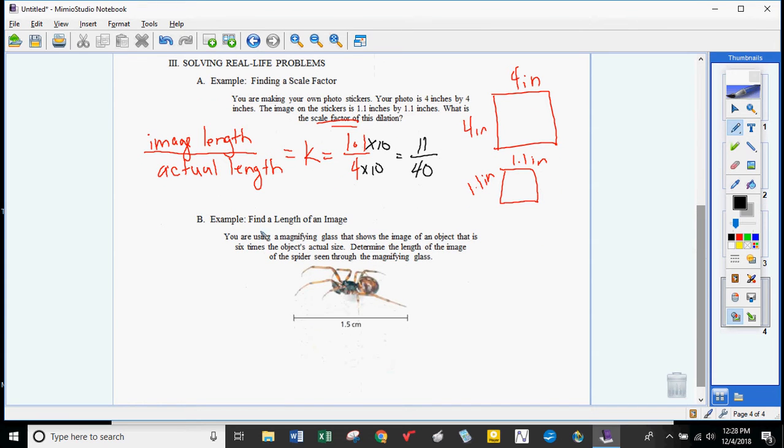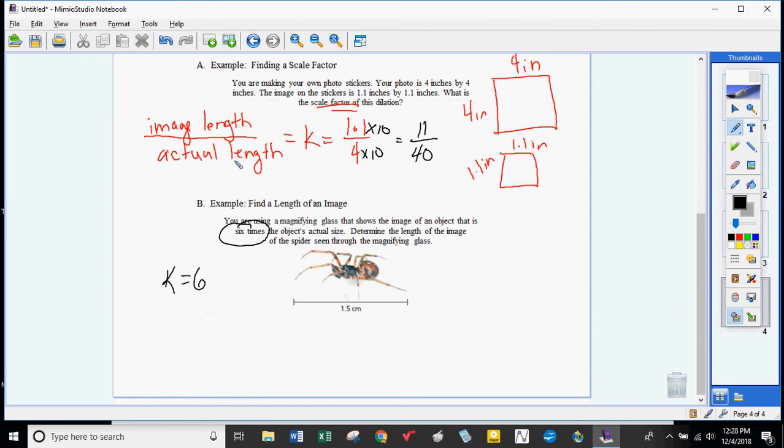Letter B here, finding the length of an image. You're using a magnifying glass that shows the image of an object that is 6 times the object's actual size. Determine the length of the image of the spider seen through the magnifying glass. So our K is 6. So using the fact that the ratio or the scale factor is the ratio of the image versus the original, I'm going to substitute in 6 for K, 1.5 for the image, and I don't know the original.